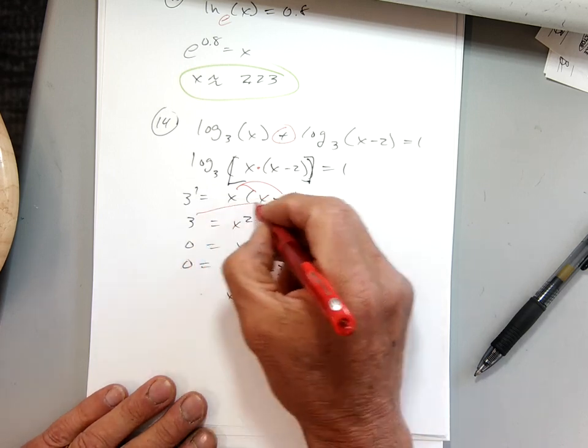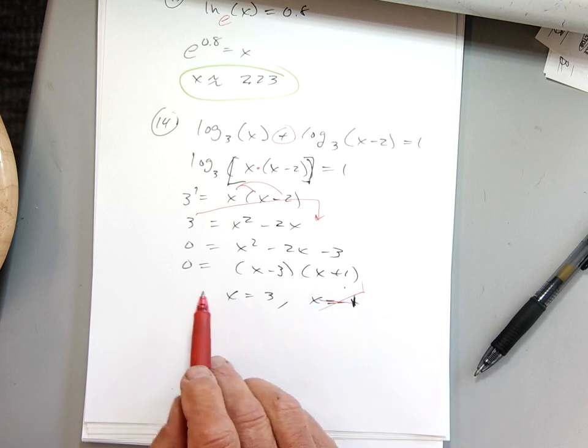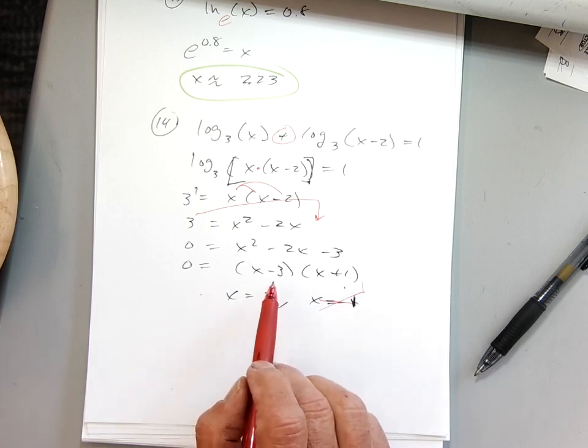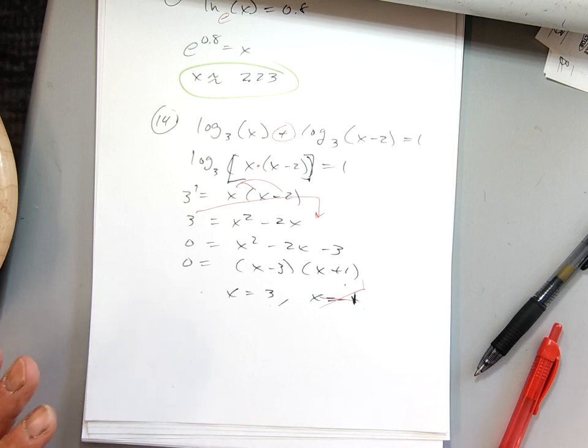I know I have to factor, so I brought over 3, put the 3 there. I factored -3, +1, but of course the answer is the opposite because of the equation. So I got 3 and -1, but I throw out the -1. So that's all I have. Hopefully you guys are going to do great on this.